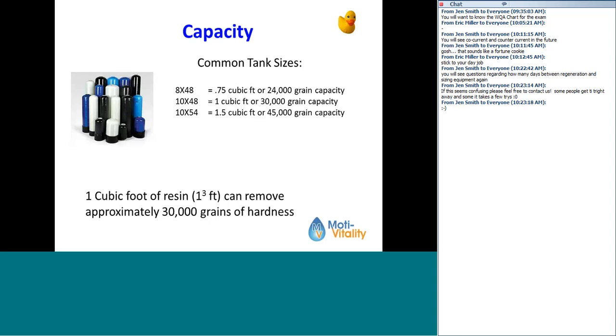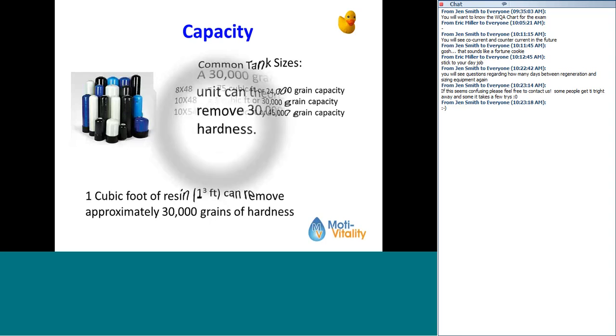And by the way, I am helping WQA rewrite their certification program, and we are adding questions on it. We are calculating reserve capacity because an industry standard says that you only use 2/3 of the capacity of the tank. You've got to save 1/3 for reserve capacity. So we'll get to that in just a second.